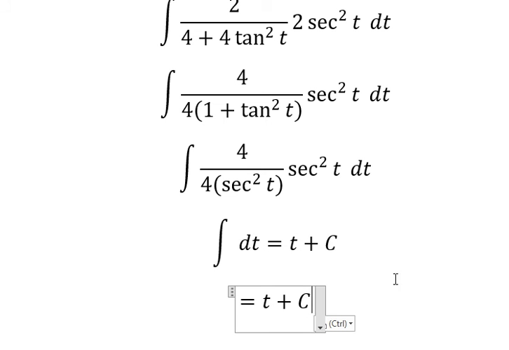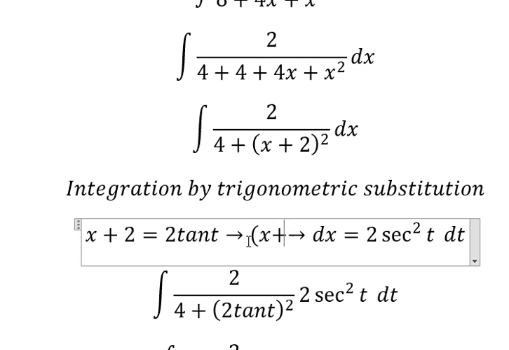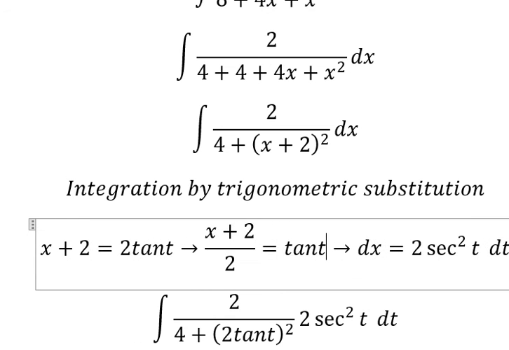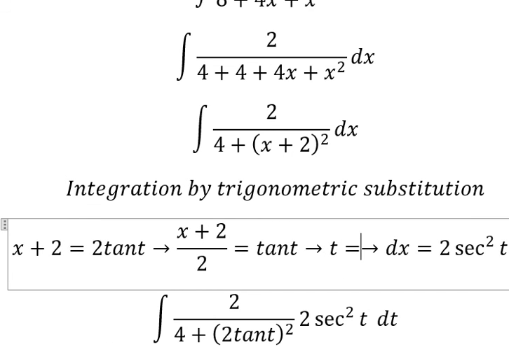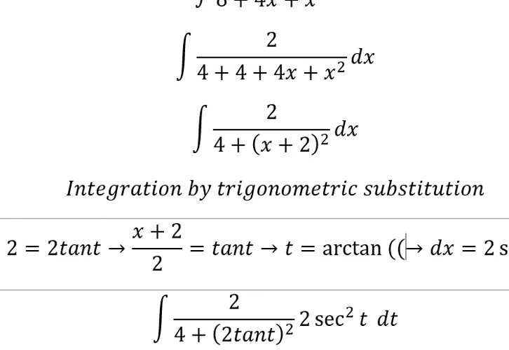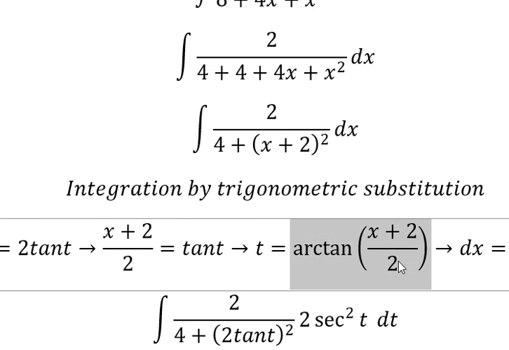About t, that is about this one. So we divide both sides by number 2. And now we have t equals arctan of this one. So I will put this one to change for t.